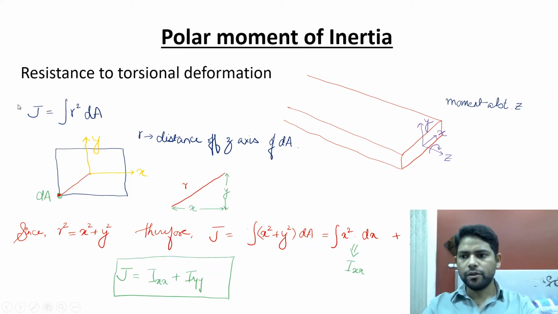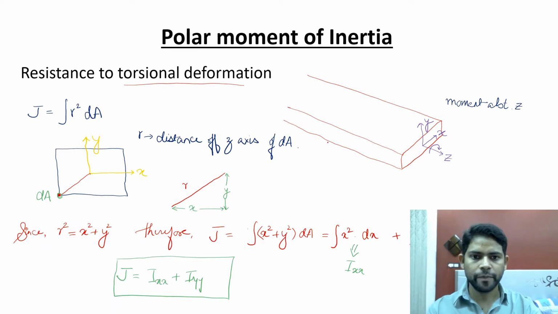So your polar moment of inertia is your resistance to torsional deformation. Now suppose this is your same beam which I have shown you in the form of a book. This was your x direction, this was your y, and this was your z direction. The bending moment about x direction will give you the second moment of area about x axis. Bending moment about y will give you the second moment of area about y axis, and the moment about z axis will give you the polar moment of inertia.